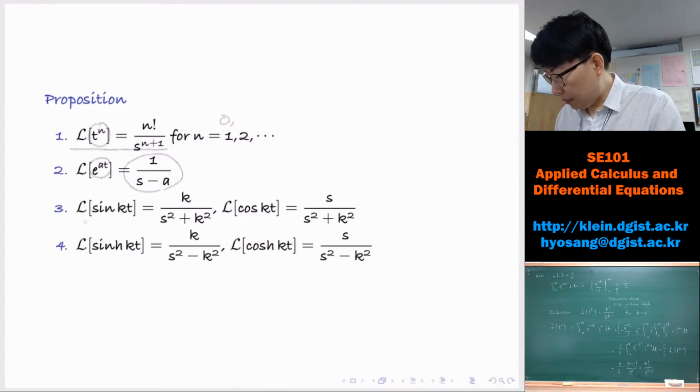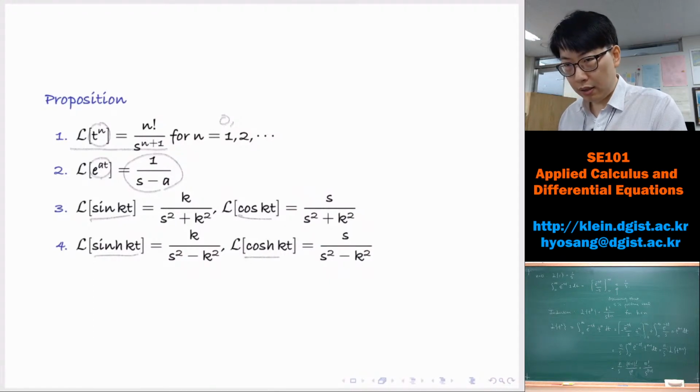And if you Laplace transform sine or cosine or hyperbolic sine or hyperbolic cosine, you get these formulas. Sine and cosine are simply derived from integration by parts, and hyperbolic sine and hyperbolic cosine can be derived from this method too. So hyperbolic sine is e to the kt minus e to the minus kt.